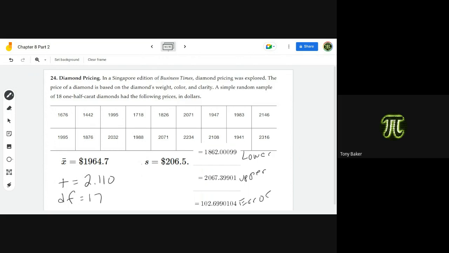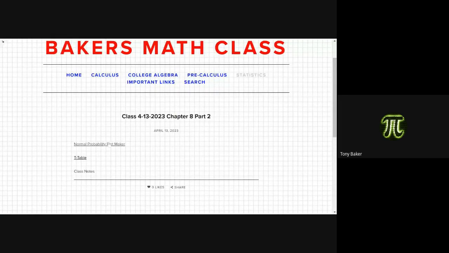Okay. All right, so what's really the only difference between z-score and t-score? If you don't know your standard deviation, that's it. Okay. I linked both of these. You have your normal probability plot maker right there and your t-table. So they're both right there, where your class notes and stuff will be after class.